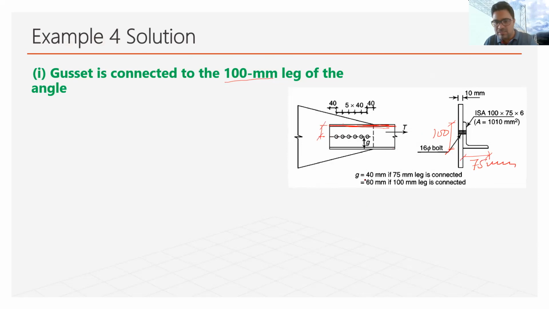And in this manner, this length will be how much? Now you can see here the value of G. It says that the value of G is 40 if it is connected with the 75 mm leg and it is 60 when it is connected with the 100 mm leg. So in the figure you can see this is the G value. So this value, the whole value, is 60 in our case, in case 1. So the upper value will be 40 because the total width is 100 mm.